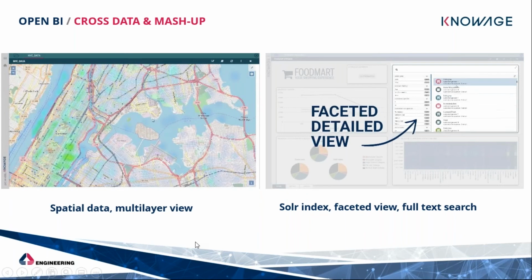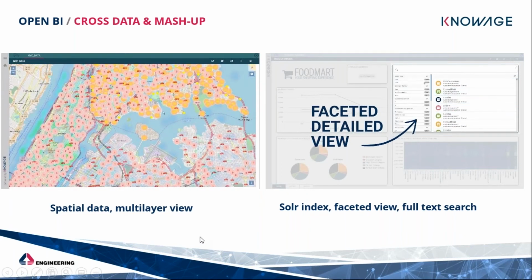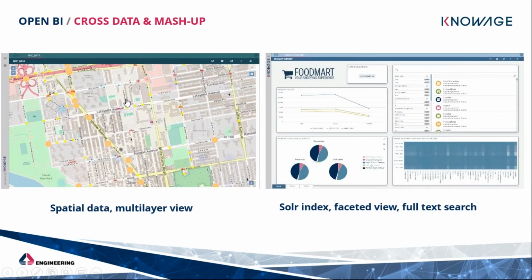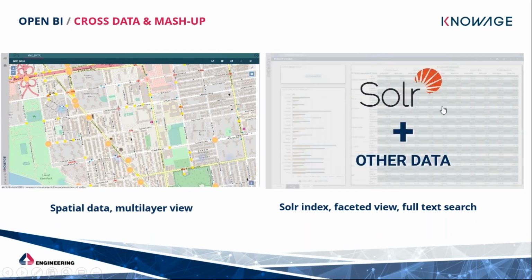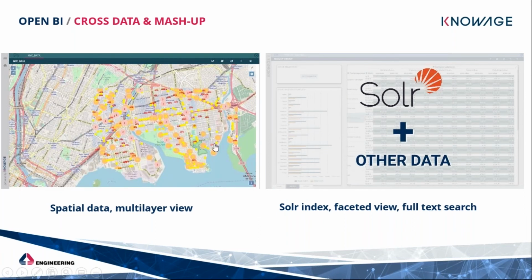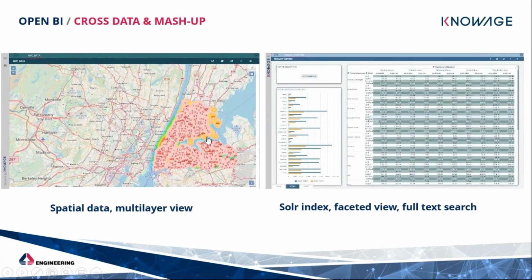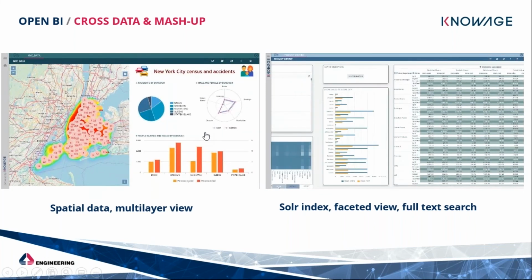Here is some other example of data mashup that allows you to combine different data types, such as spatial data and structured ones on the left, and Solr indexes with traditional ones on the right. When you work with spatial data, you can load them from multiple layers, showing them over a map and zooming over there, applying filtering and so on.